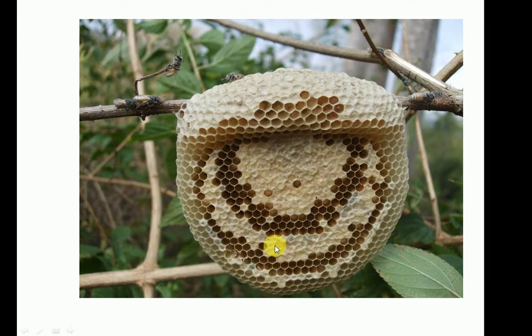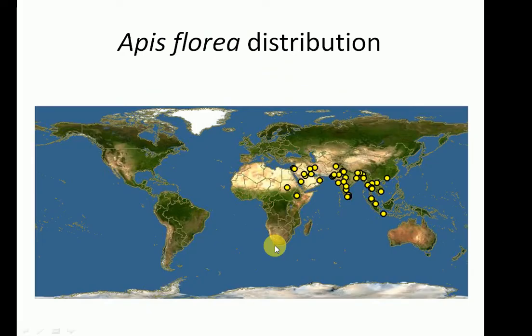Apis florea is distributed in South Africa, India, and some parts of Tanzania. You can look at the map. In this area the Apis florea distribution will be found.